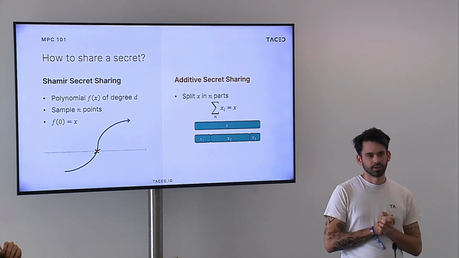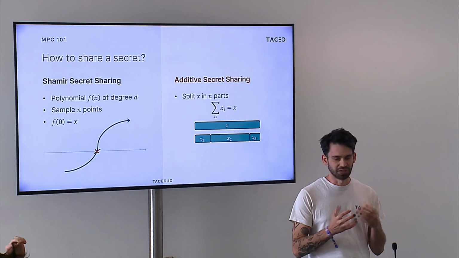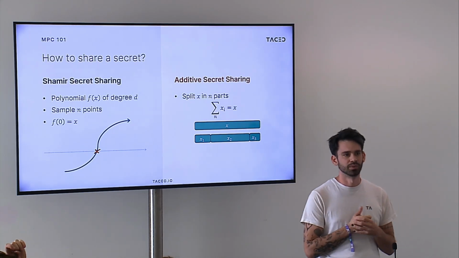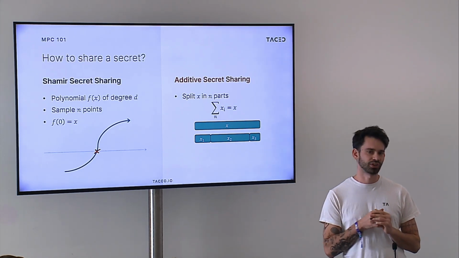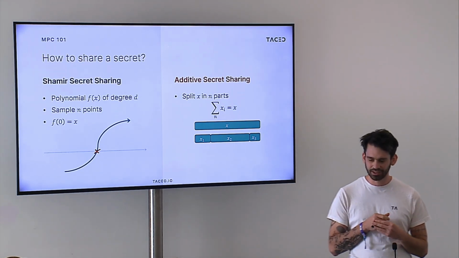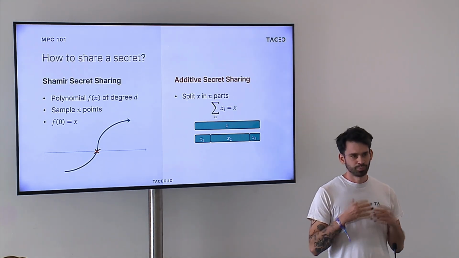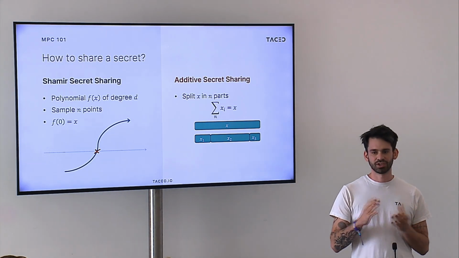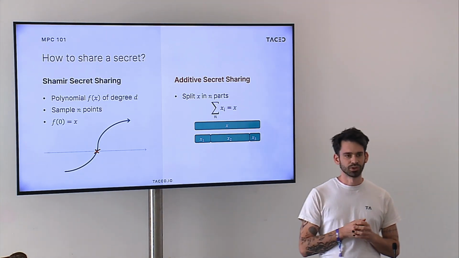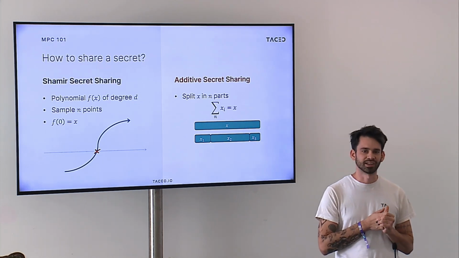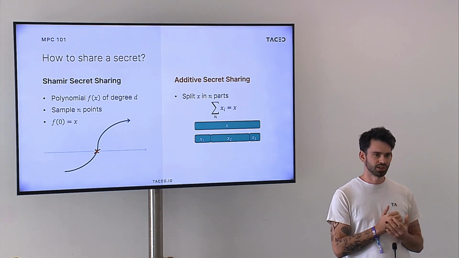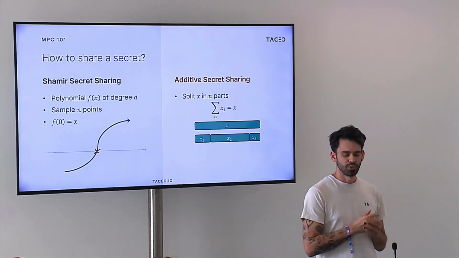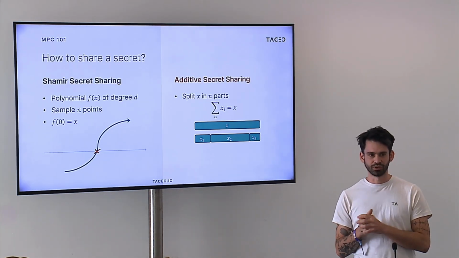So MPC is based on a technology or idea called secret sharing. It was introduced by Shamir in his famous paper, How to Share a Secret, in the 70s, I think. And the problem that it wants to solve is, imagine you have a secret X and you want to share it with some parties. How you do that with Shamir secret sharing is you take a polynomial of degree d, where you set f of 0 to your secret.